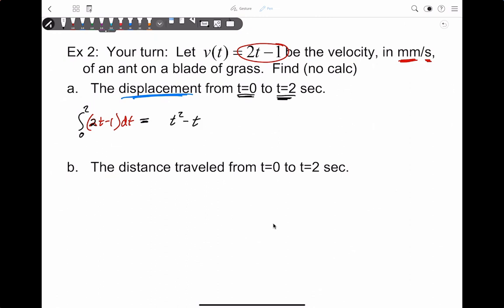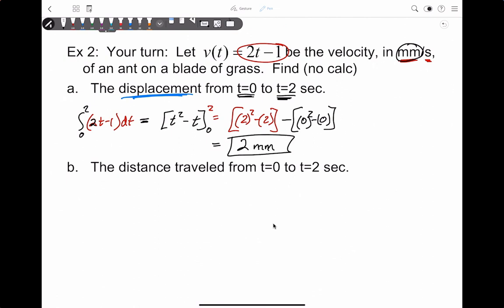That we're going to use with the first fundamental theorem, f of b, which in this case is 2 squared minus 2. This is all f of b. And then we're going to subtract by plugging in 0 into this equation, which would be 0 squared minus 0. This is f of a, and that just zeroes out. So you're going to get 4 minus 2, which is 2. My units of measure here are millimeters. So we'll have millimeters.